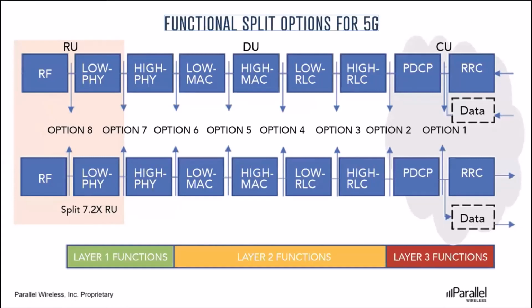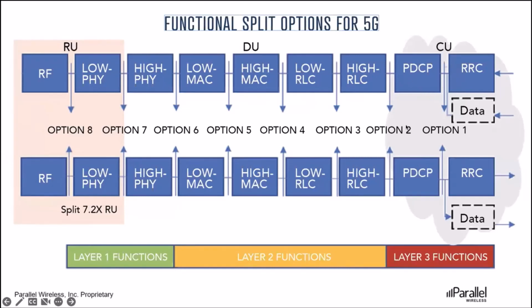If we consider higher layers or the high layer split, then you're just defining what are the different protocols assigned to the CU, or the centralized unit, and to the DU. So if you choose option 1, that means the RRC is assigned to the CU, and all the others will be assigned to the DU.